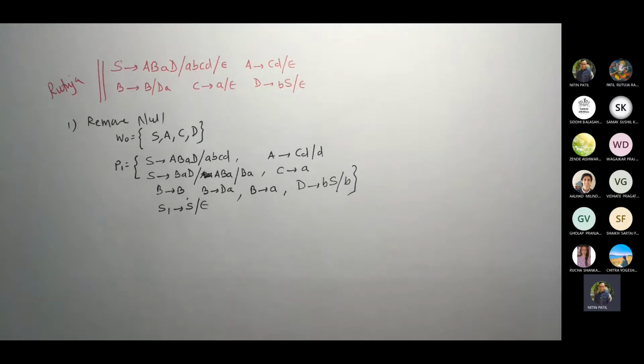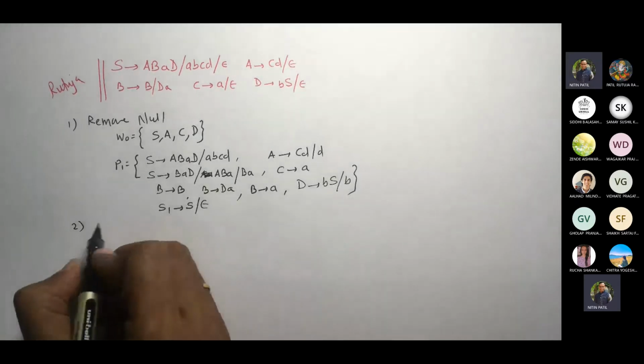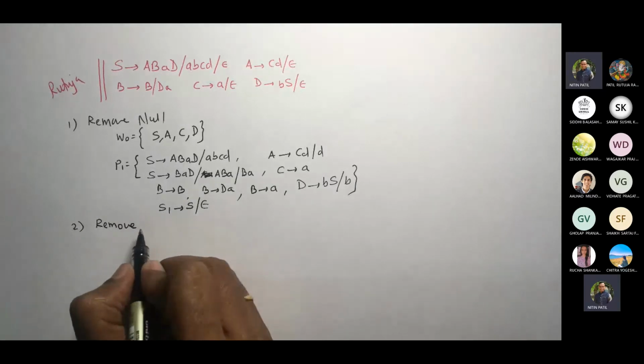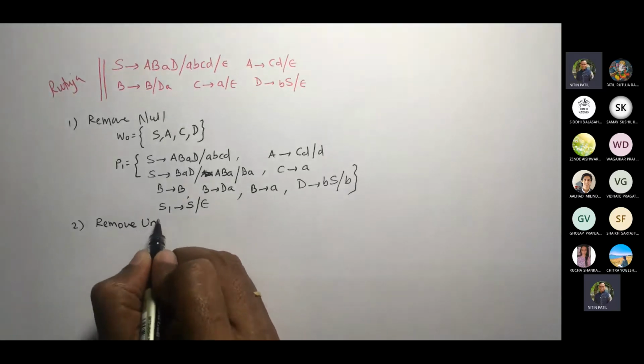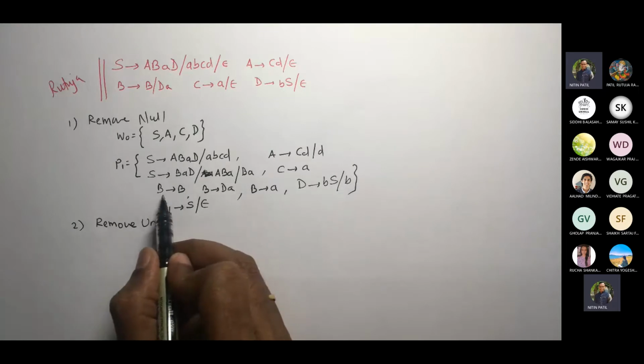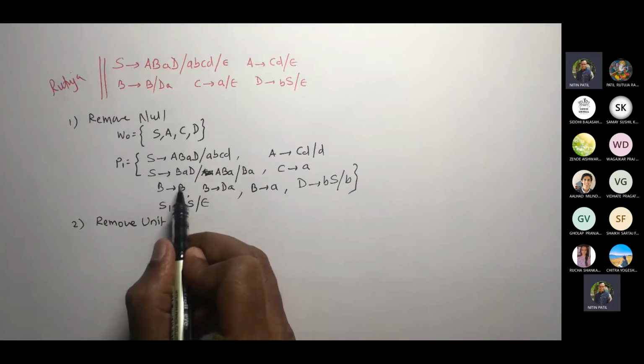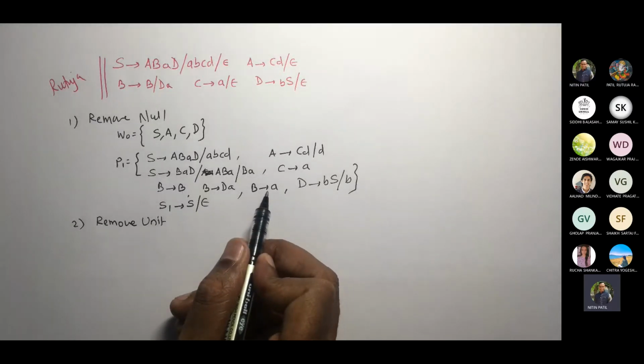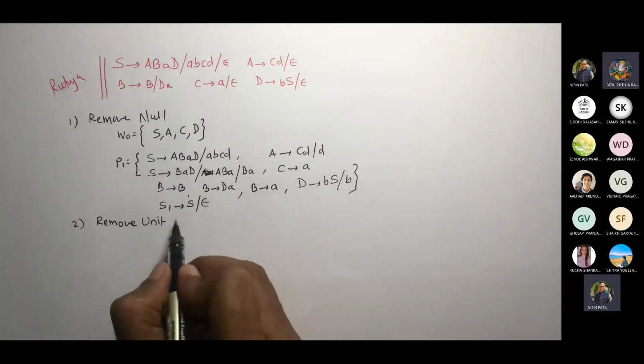Yes, sir. So you got this. Now the second thing, what is to be done? How many unit productions are there? Only one, two. Correct? But this doesn't make any sense because we would be replacing B by B. So you only have to delete this because anyway it would be DA and A. Correct? Yes, sir.